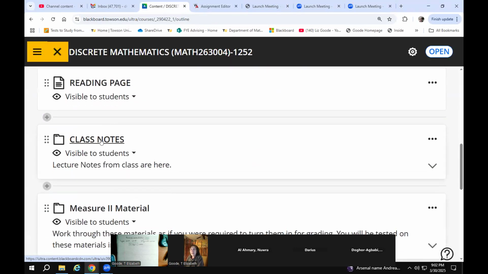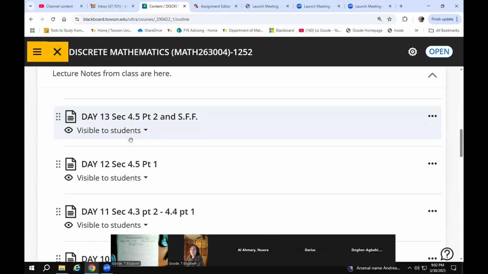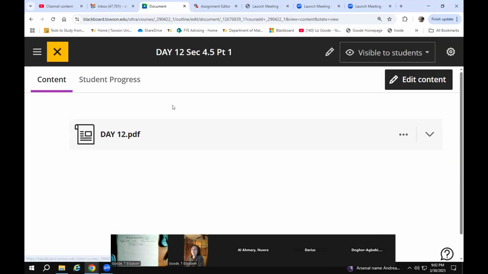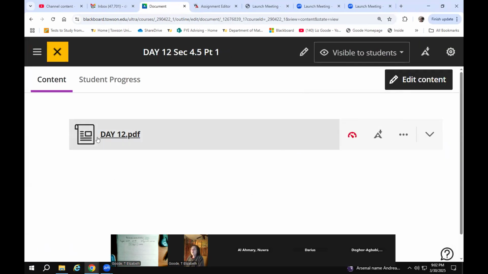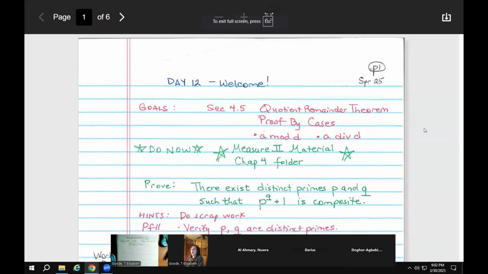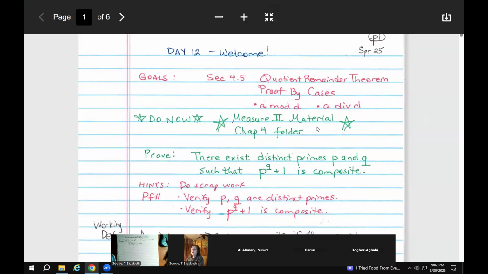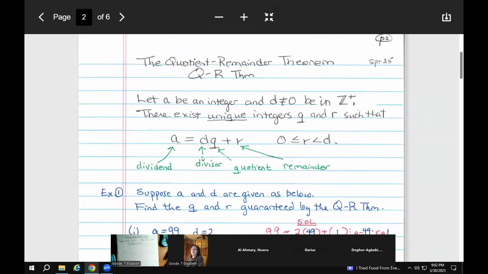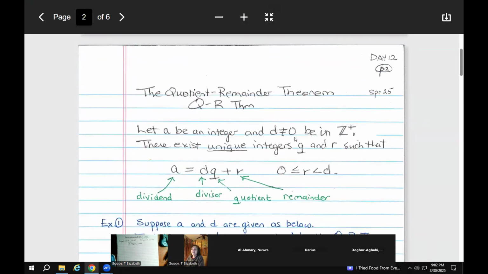So let's go to our resources, okay? Let's go to the class notes. We started talking about the quotient remainder theorem in section 4.5. So let's take a look at the class notes because I try to write almost everything. Once in a while, I'll leave you on your own to work through a problem, but I really do try to give you everything that's really important.